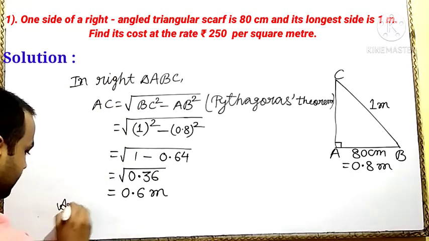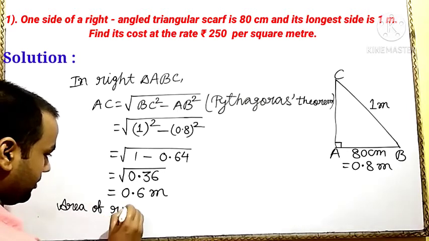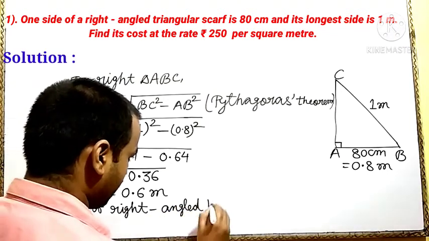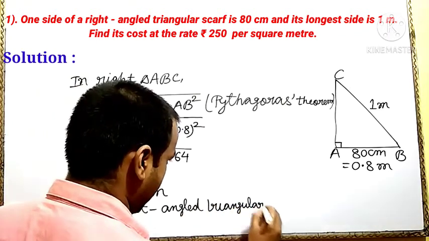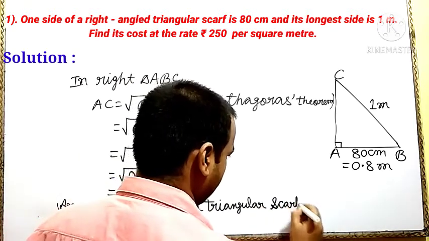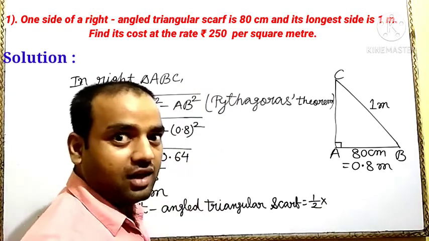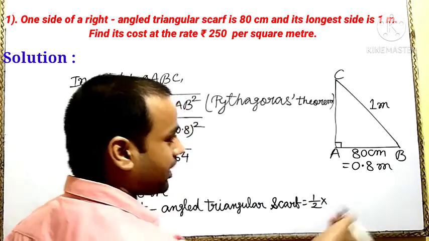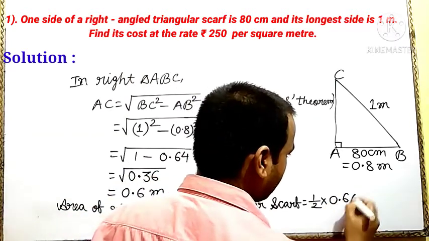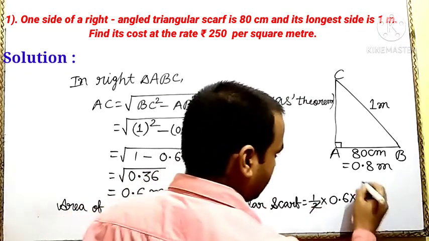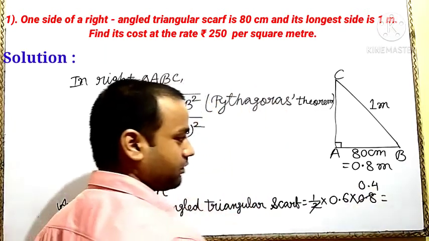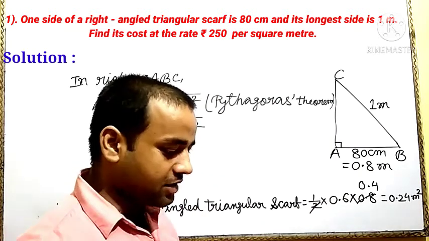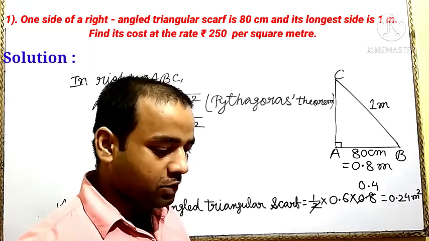The area of the right angle triangular scarf is equal to half into the product of its legs. Legs means the remaining two sides other than the hypotenuse; they are called legs of a right angle triangle. So here the product of the legs is 0.6 into 0.8, 6 into 8 is 48, so 0.48, half of it is 0.24 square meter.